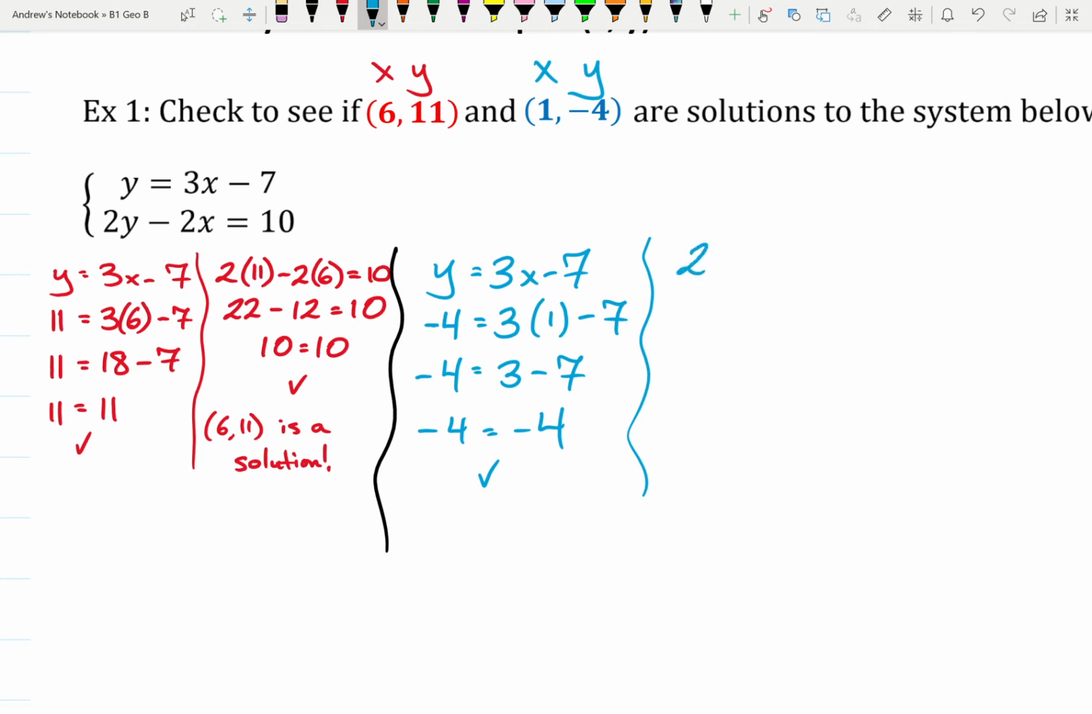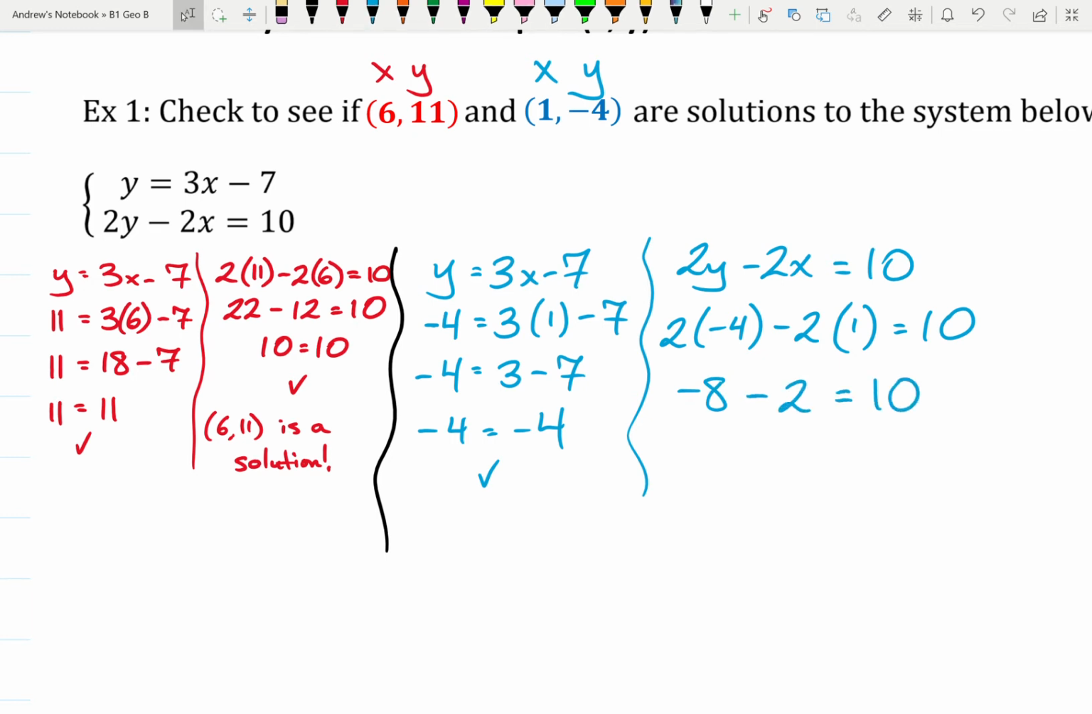I'm going to do 2y minus 2x equals 10. So 2 times the y, which was -4, minus 2 times the x, which was 1, might give me 10. Let's check it out. 2 times negative 4 up front is negative 8. 2 times 1 is 2. Negative 8 minus 2 more is negative 10. Oh dear, I don't know about you guys, but last I checked, negative 10 was not the same thing as 10. So this one does not work.